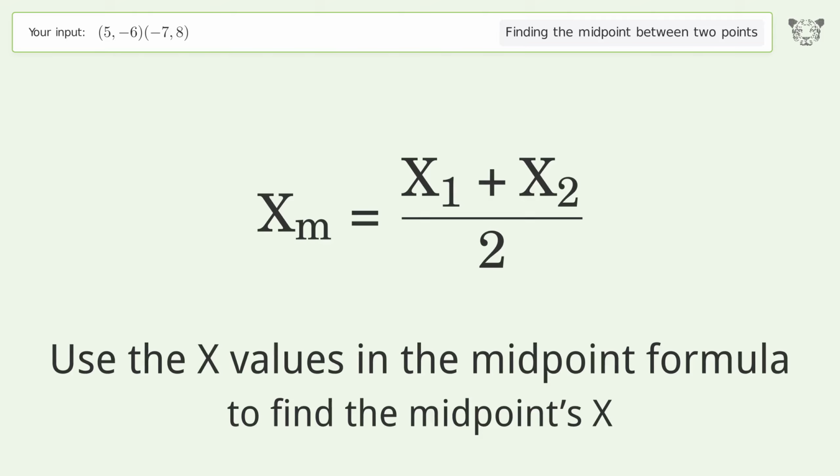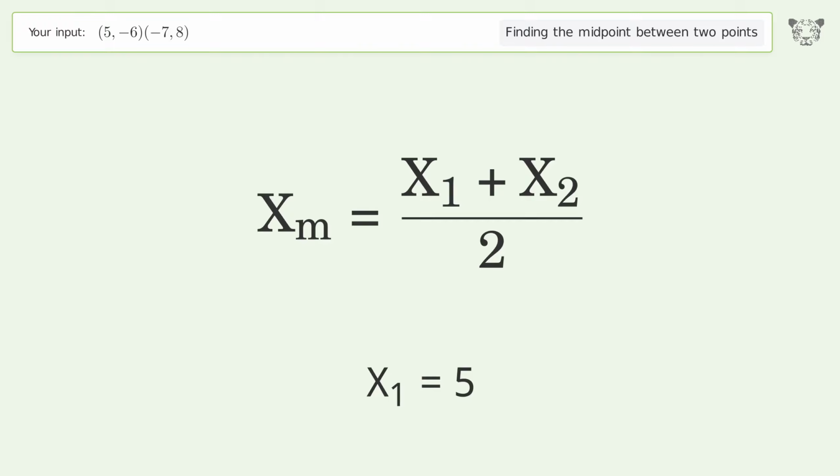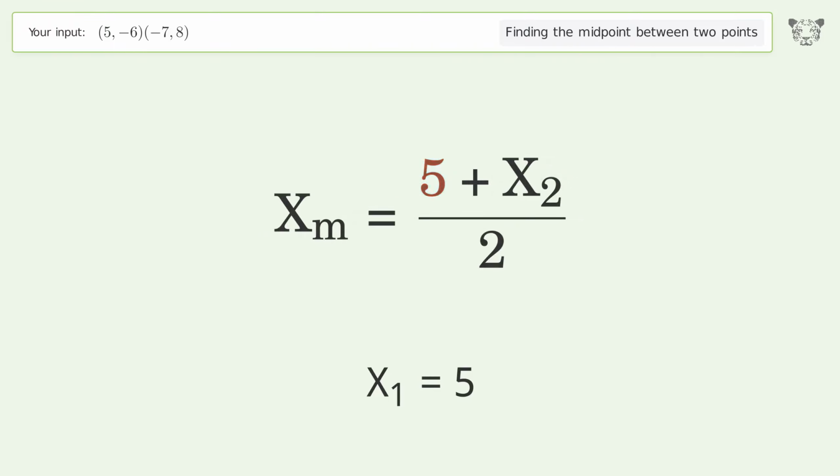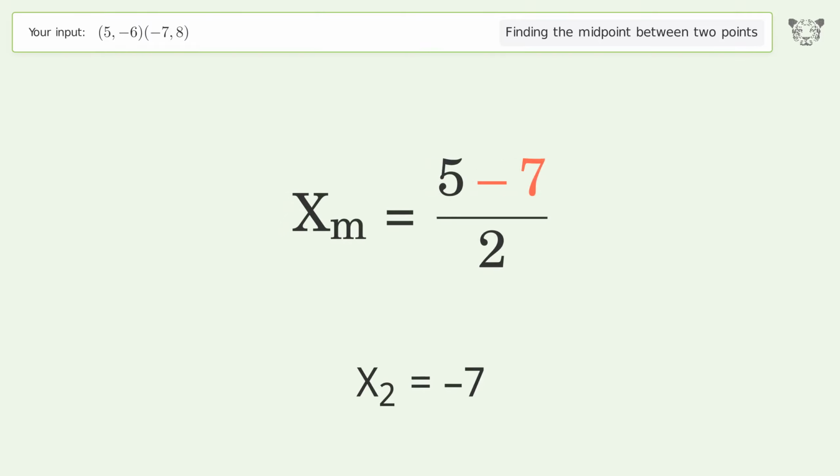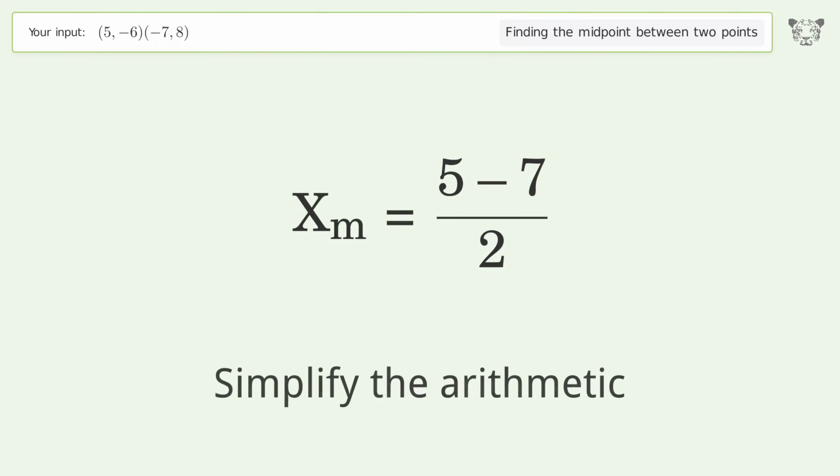Use the x values in the midpoint formula to find the midpoints x. x1 equals 5. x2 equals -7. Simplify the arithmetic.